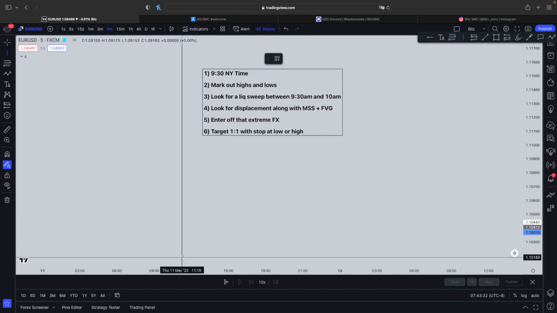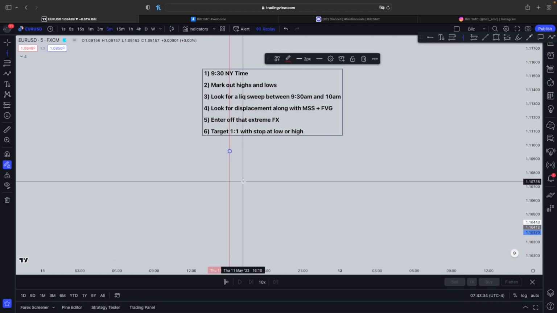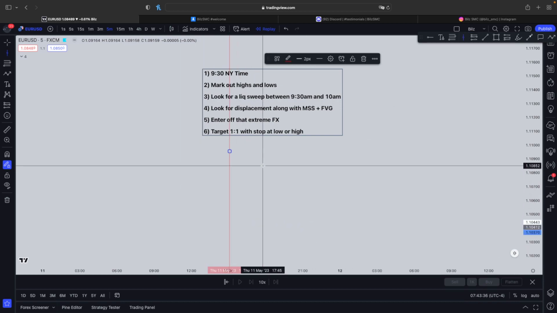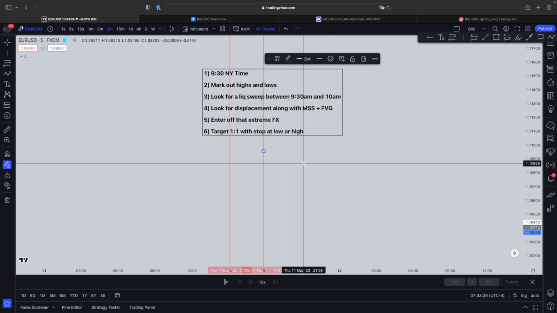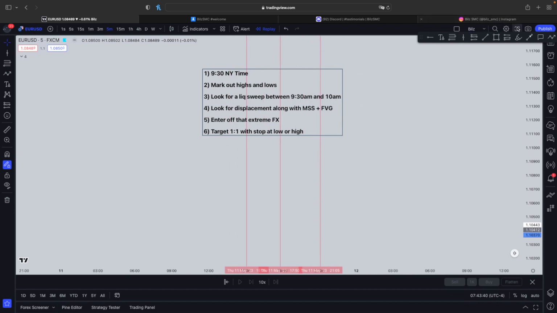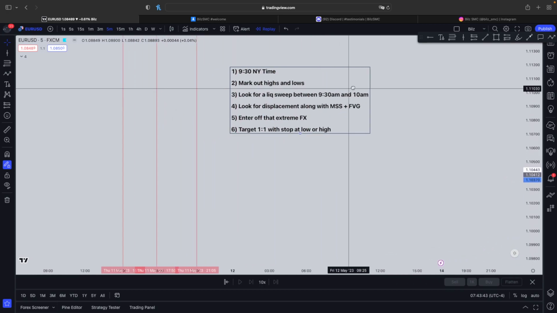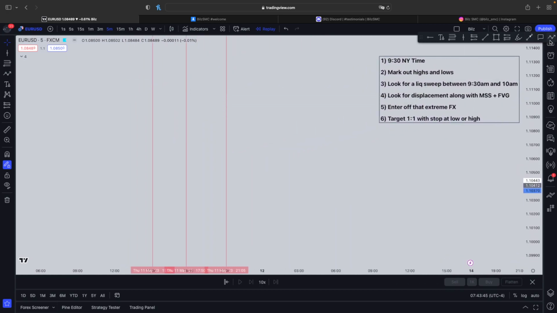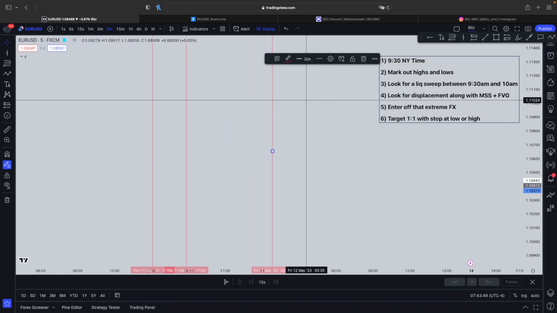So let's just say this is 9:30 New York time. This is 10 a.m. New York time, and this is 11 a.m. So we trade the strategy until 11 a.m. So let's just say we get something like this. So let's leave this right here. And yeah, 9:30, 10, and 11, okay? Let's make this a little bit wider.